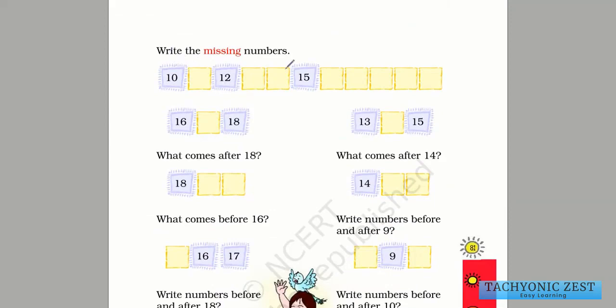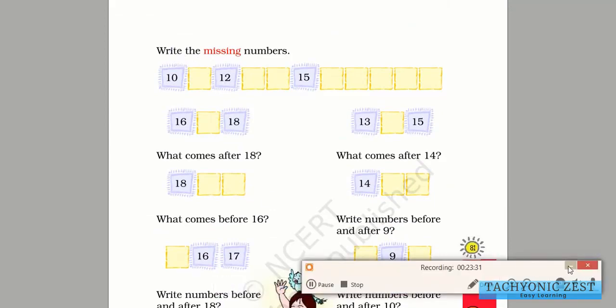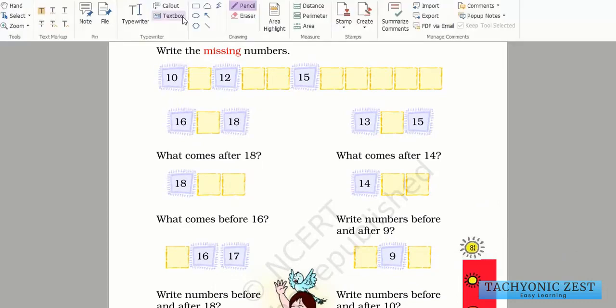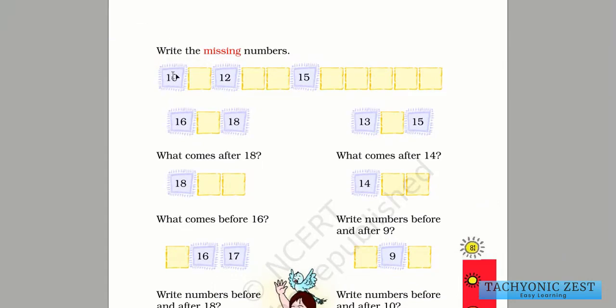Next we have to write the missing numbers here. So let us try and write the missing numbers. So first we know that it is starting with 10. Okay, so we know what comes after 10. Correct, 11, then it is 12, then 13, then 14, then 15. Correct, then 16. What comes after 16? 17. What comes after 17? 18. What comes after 18? 19. What comes after 19? 20. Correct. So this is the answer.